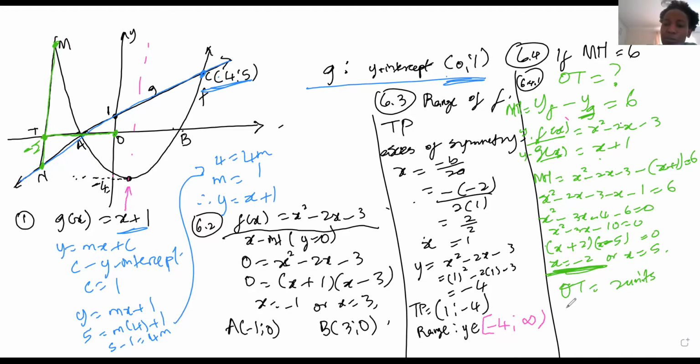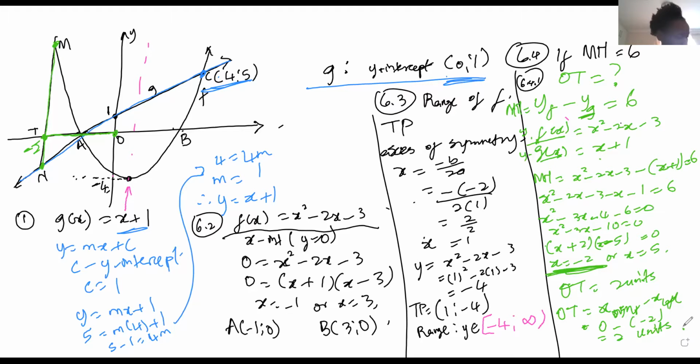If you want me to explain it the longer way, OT is, just like with y, the x on your right minus the x on your left. That's how you get that length. X on your right is 0, x on your left is minus 2, which gives you 2 units. That's how you get that. Okay, so that is the value for OT.